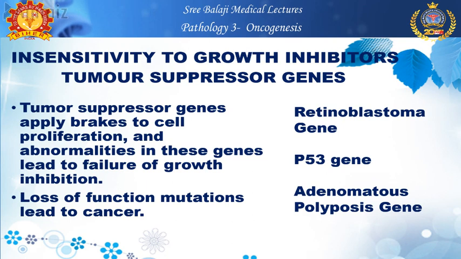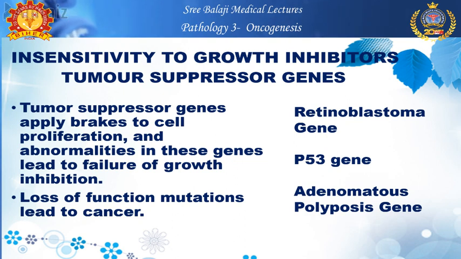Now we'll come to what is called tumor suppressor. Now you have the second component, how a tumor is produced is because of insensitivity to growth inhibitors. These are because of tumor suppressor genes. As we said in proto-oncogenes, if they can be likened to an accelerator, tumor suppressor genes can be likened to the brakes in a car, which apply a brake to cell proliferation, and abnormalities in these genes can lead to a failure of growth inhibition. So what are these tumor suppressor genes?